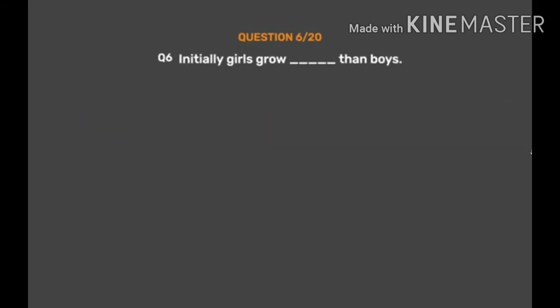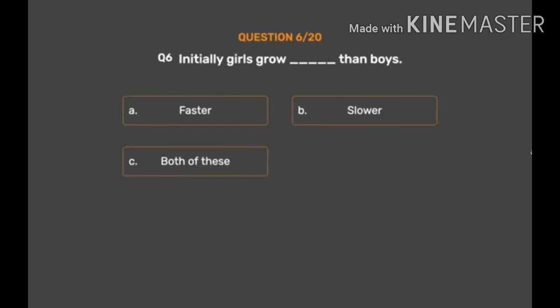Question number 6. Initially girls grow blank than boys. Option A, faster. Option B, slower. Option C, both of these. Option D, none of these.